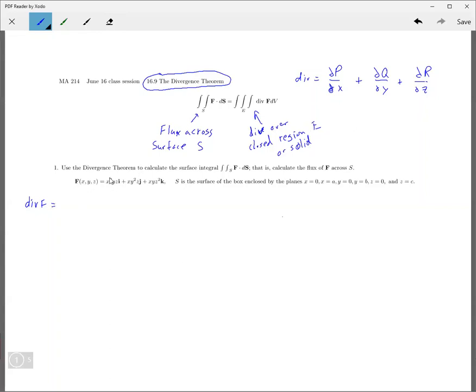So the partial of this one with respect to x would be, yeah, you said 2xyz, right? And this one with respect to y is also 2xyz. And this one with respect to z is also 2xyz, which is 6xyz.